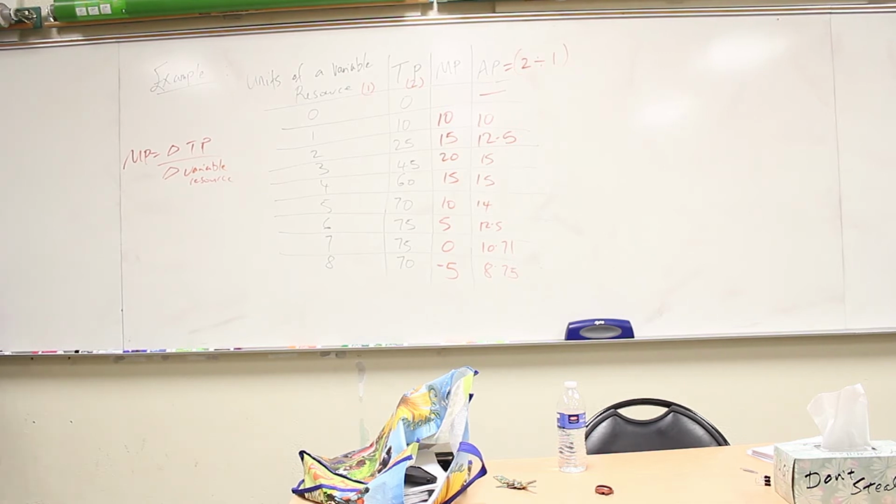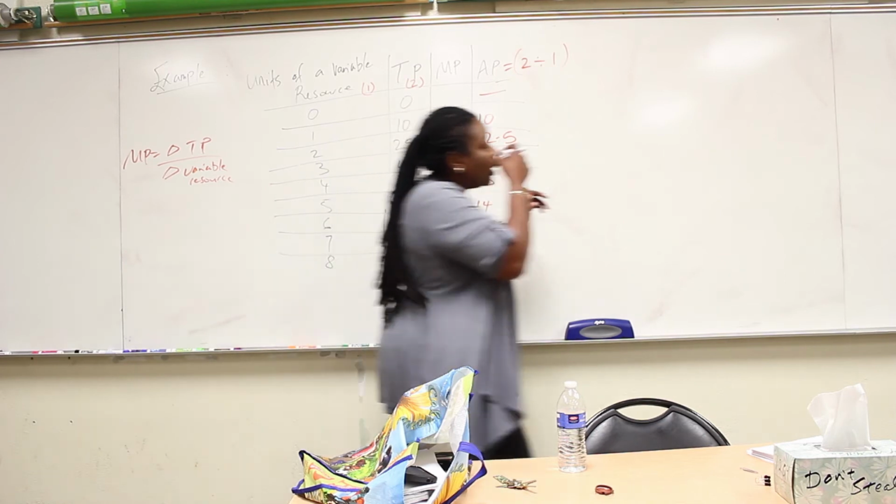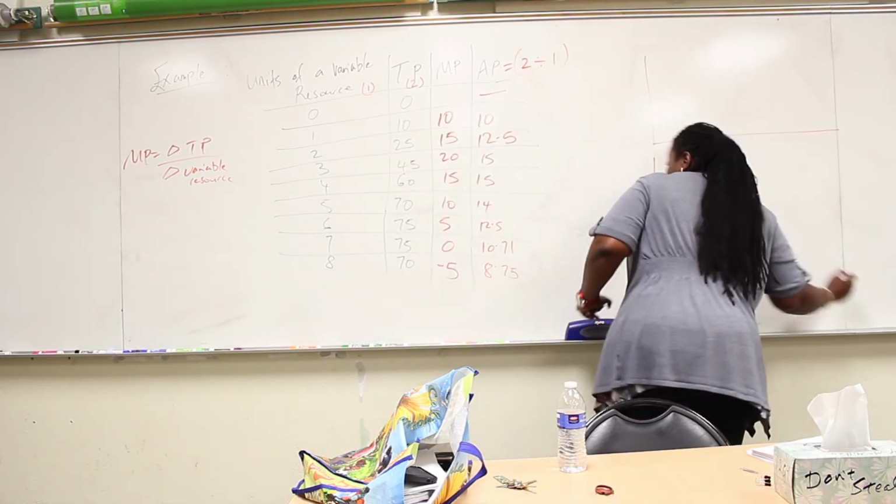So this is kind of our production story. Remember, patterns in production determine patterns in cost. So here's the production story. And a lot of what we're going to be doing, when I say pattern, we're going to be looking at the graphs. So I kind of want to sketch out what production looks like graphically. So let's do that. Let's graph this out.